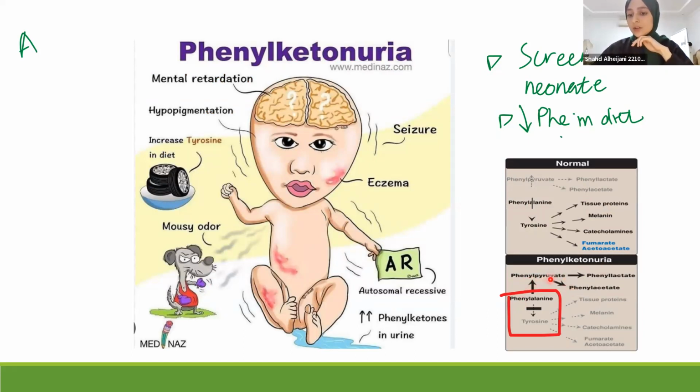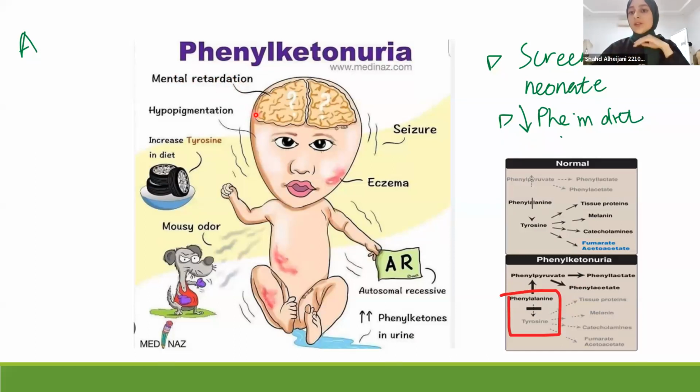Now phenylpyruvate and so on, those substances are phenylketones. When they start building up in the urine, from the name, you can tell, phenylketonuria. So we have phenylketones in the urine. This is the first symptom here. You can see it, increased phenylketones in the urine. Now we have other symptoms. We have hypopigmentation, so the skin would look yellow or pale. And most importantly, we have mental retardation. So you can see there are severe effects of phenylketonuria.